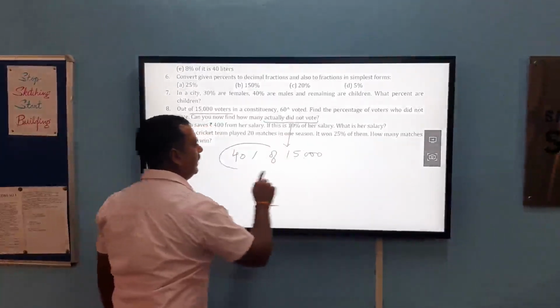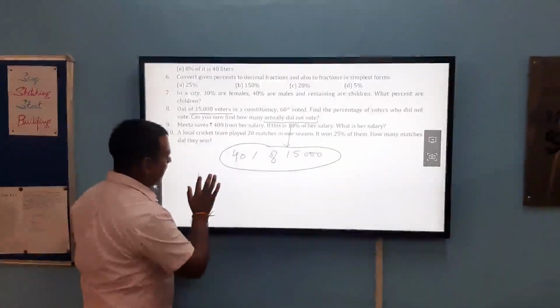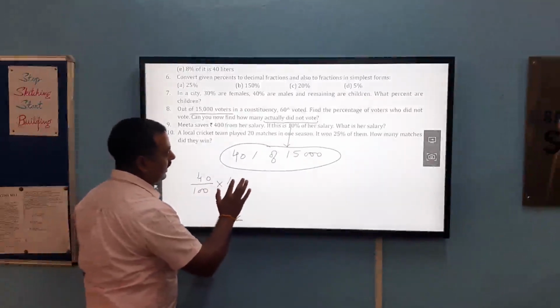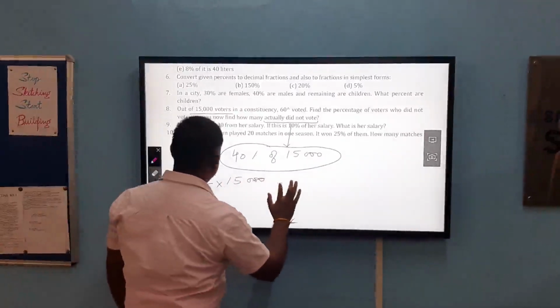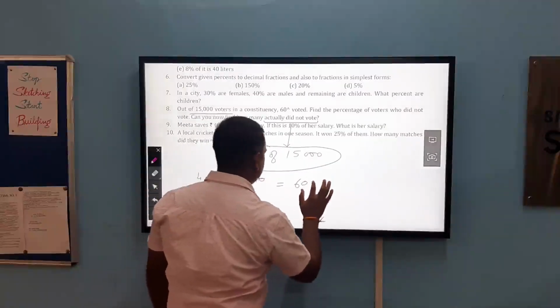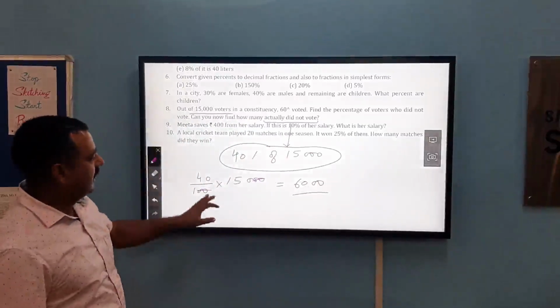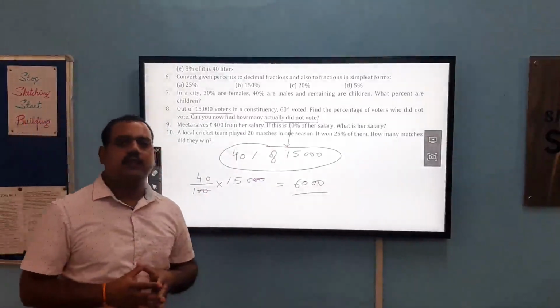So we simplify this as we did in the previous questions. 40% of 15,000 means 40 upon 100 into 15,000. After simplification, we get 6,000. That means 6,000 voters are those who actually did not vote.